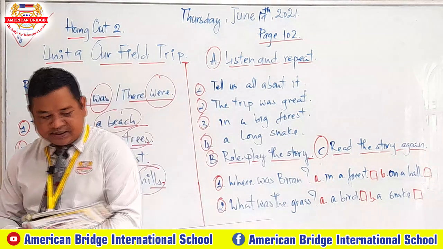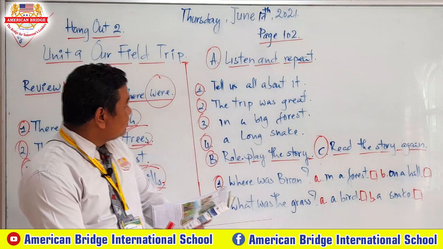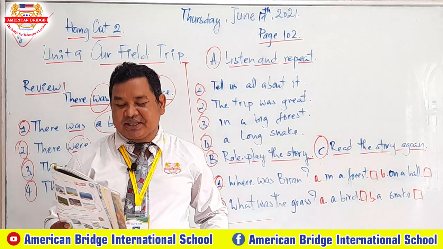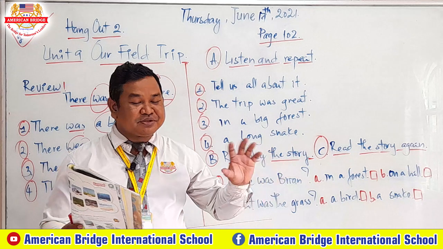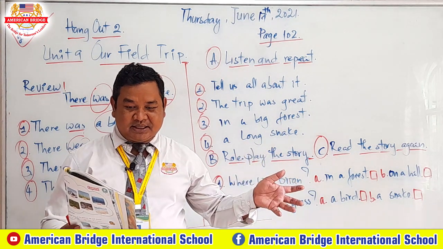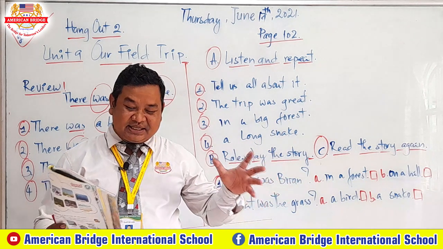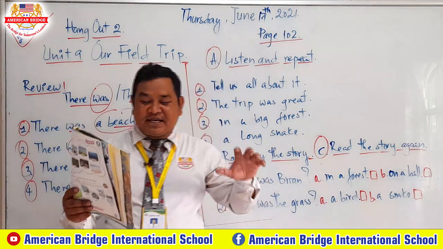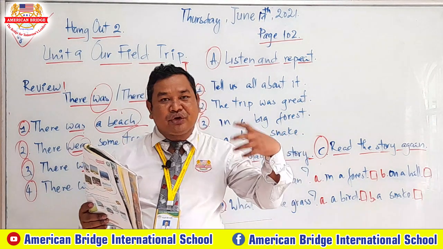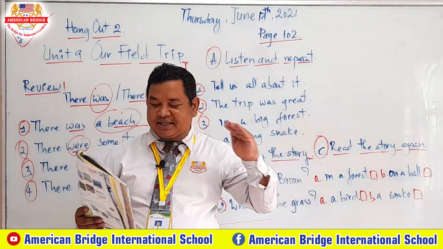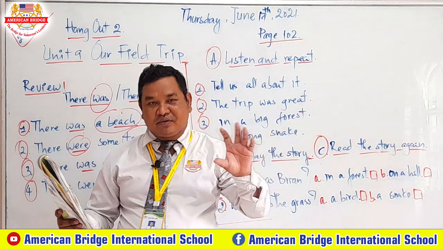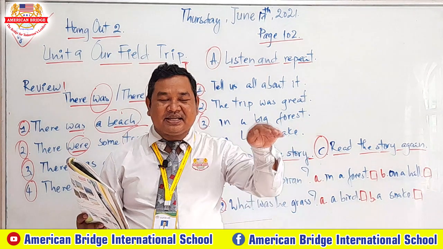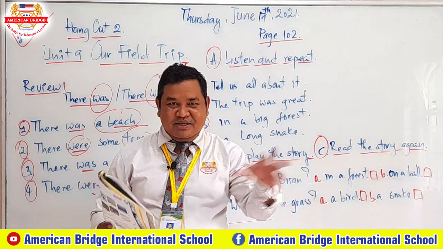Okay, students, this one is a story on page 102. We have one story about the children, the small kids. They went on the trip, and they went to the forest, and they saw that the trees in the forest are very tall. Then they heard something, a noise from the tall grass. They don't know what it is, but in the end they can see a snake inside the tall green grass. Understand? This is the story.